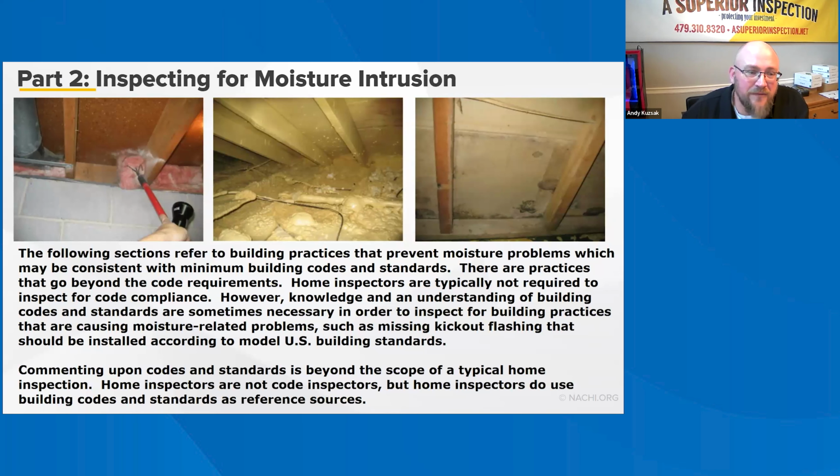Home inspectors are typically not required to inspect for code compliance. However, knowledge and understanding of building codes and standards are sometimes necessary in order to inspect for building practices that are causing moisture-related problems, such as missing kickout flashings that should be installed according to the Model US building standards. In my area, missing kickout flashings cause by far the most amount of damage to homes when it comes to moisture intrusion.